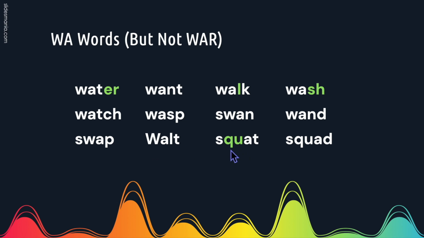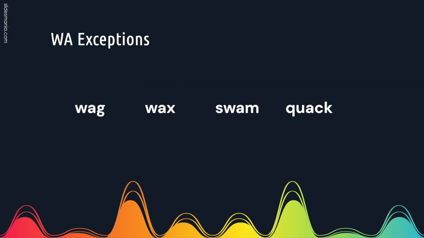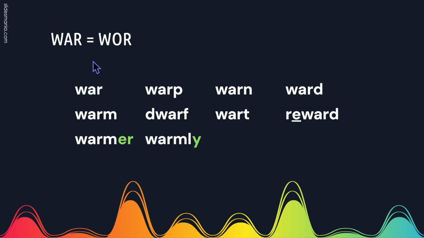This rule also applies if you have the letters Q, U, A, because it's about the sound of W, not the spelling. Since QU says kw, in which case you hear the W sound, the A following it will be broad. So here we have squat and squad. Here are some of the exceptions where the A has the short sound after a W instead of the broad A sound. Wag, wax, swam, quack.